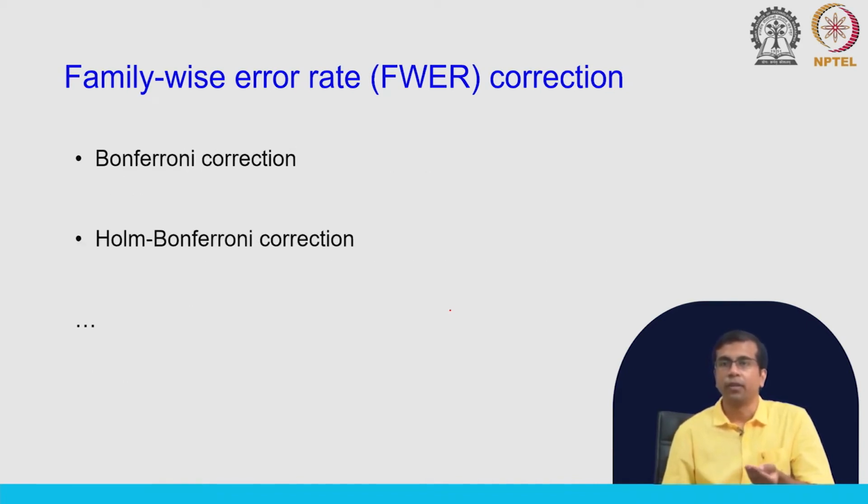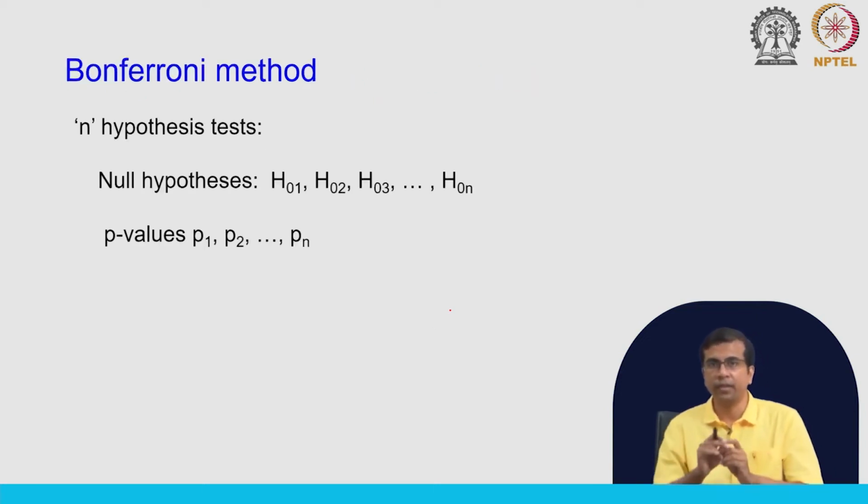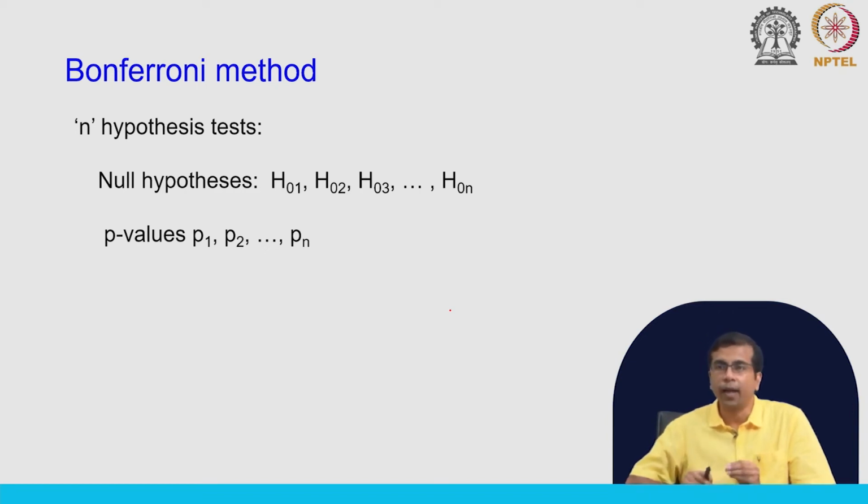There are different methods for doing this. The first one is called Bonferroni correction, named after the scientist who developed this method, and there is also Holm-Bonferroni correction. There are other methods as well, but I will not discuss all those methods. What I will talk about are these two methods, Bonferroni and Holm-Bonferroni corrections. These are the corrections that will keep the probability of type 1 error at alpha by changing this threshold for significance. So, let us talk about Bonferroni correction first. Imagine this situation now, we have n hypothesis tests.